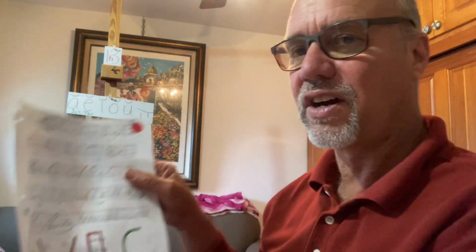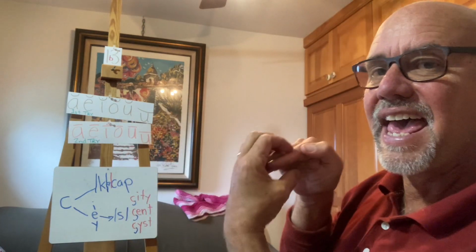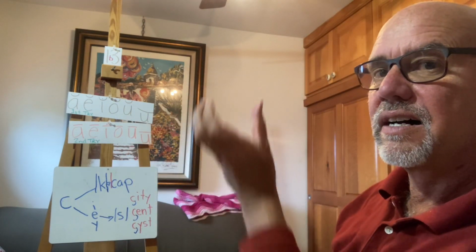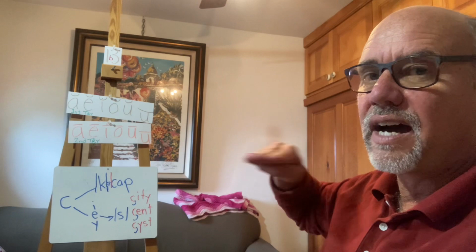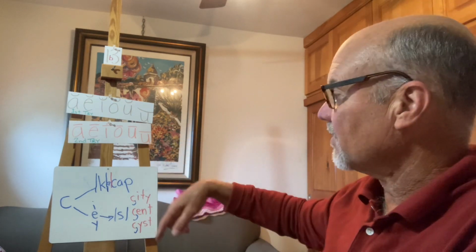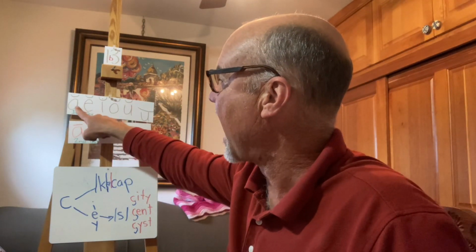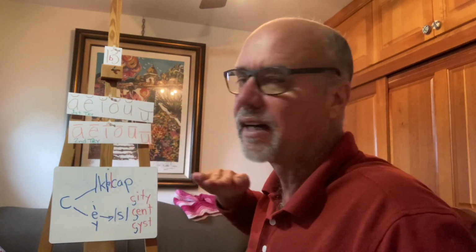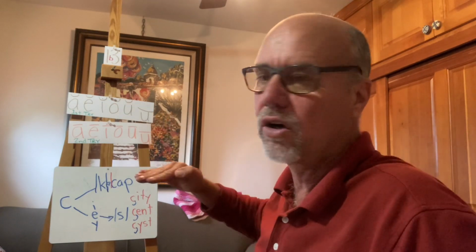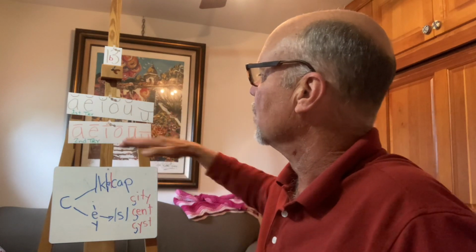Okay, so we've talked about our vowels. First try a vowel, short sound: A, E, I, O, U. Second try a vowel, long sound: A, E, I, O, U. Let's jump back and forth. You might want to close up on this. Ready? A, E, I, O, U.